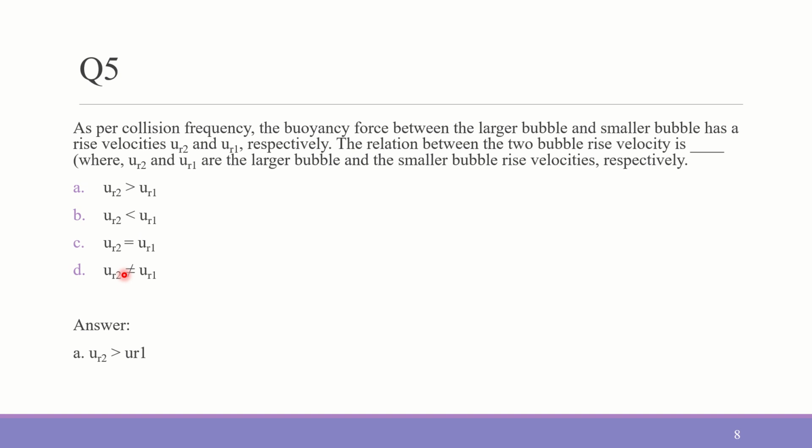Hope it is clear. Now let us go on to question 6. In question 6, we are asked that according to the Lair and Muse model, bubble coalescence occurs due to dash. Lair and Muse is a 2001 model for bubble coalescence study.